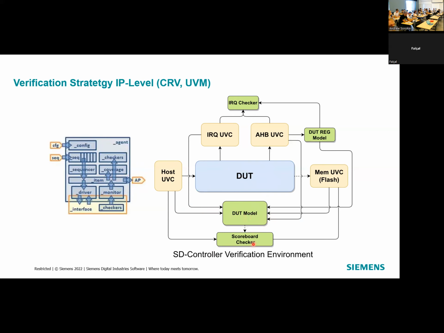And after that, I can compare with a scoreboard checker the response of my device with the response of my model. And it will be spotted directly if there is a mismatch between what has been implemented in the device under test and what has been implemented in the DUT model. Then we will see that the response is not correct, and therefore we need to fix our design. That's how we find bugs, basically.